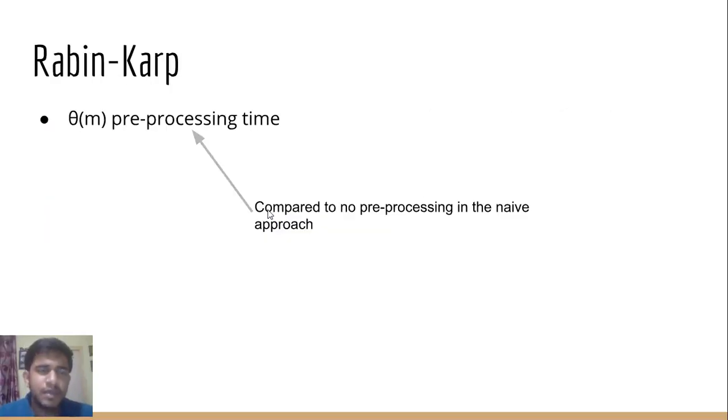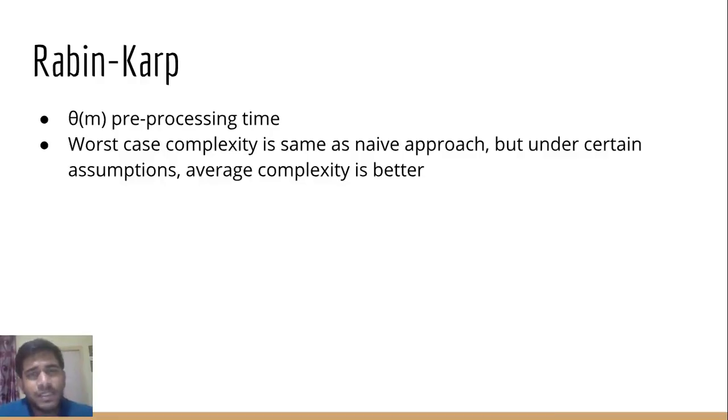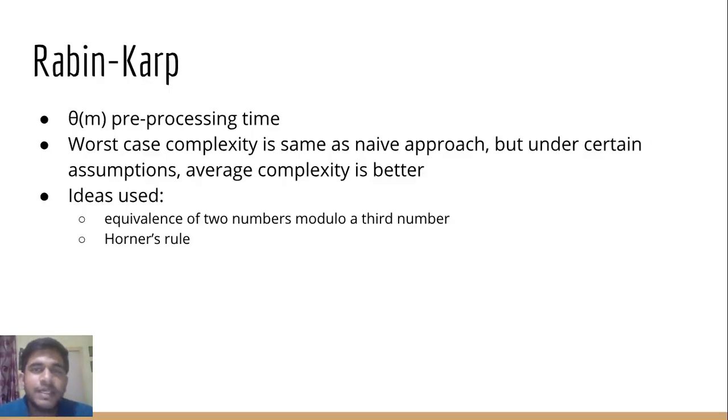Let's see what Rabin-Karp does. Well, Rabin-Karp has to do some pre-processing, which takes theta m time. We'll see what it is in a while. The worst case complexity of Rabin-Karp is the same as the naive approach, but under certain conditions, it generally gives a good result. There are two basic ideas that people use in Rabin-Karp. First of them is equivalence of two numbers modulo a third number, and the second one is Horner's rule. We'll come to it later.